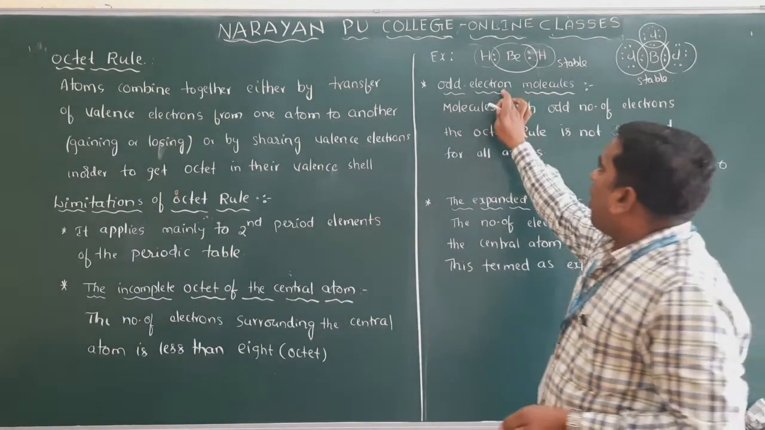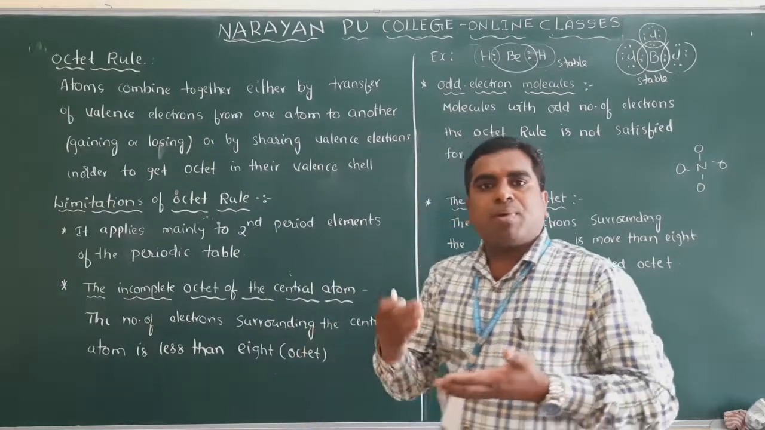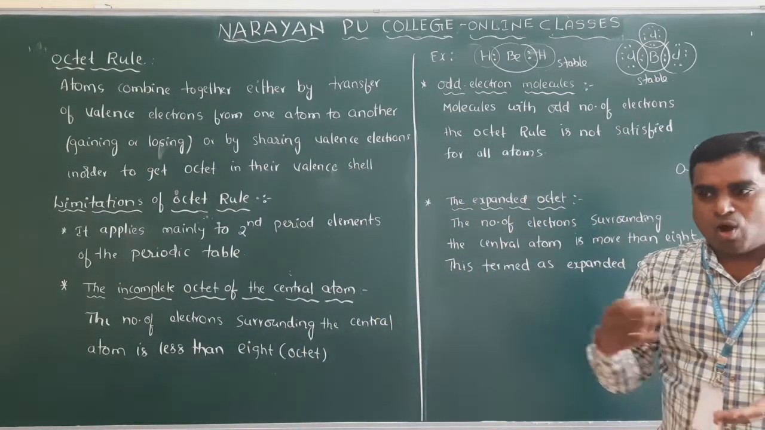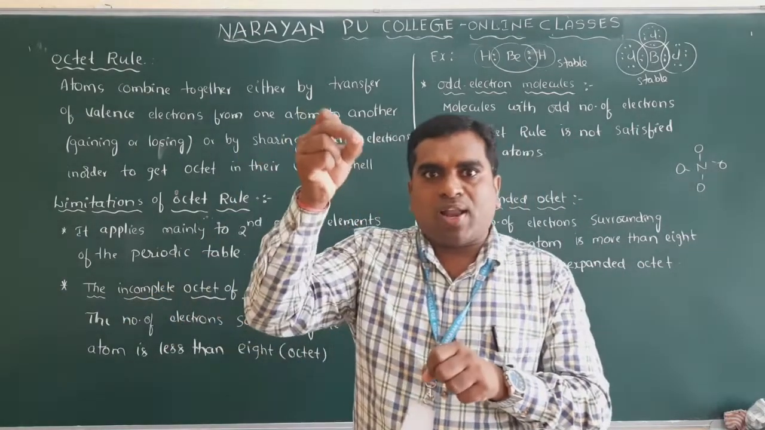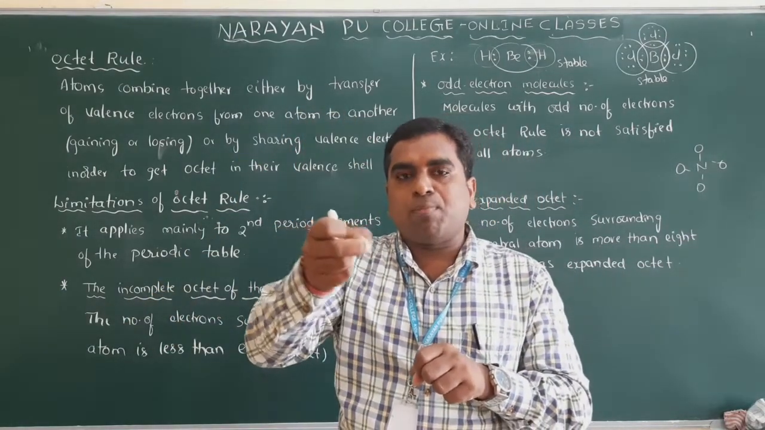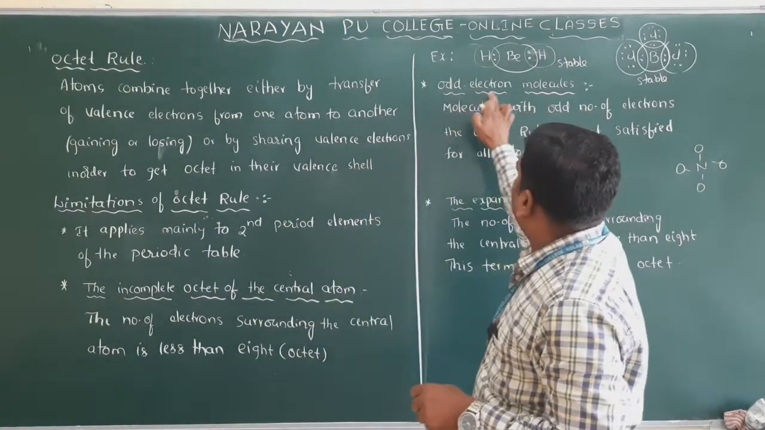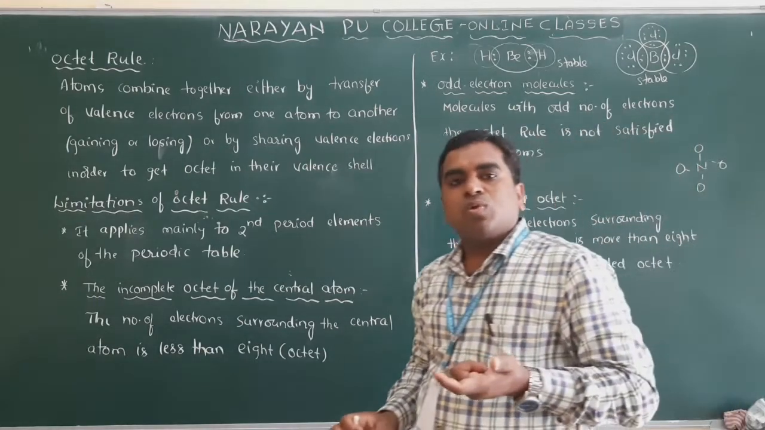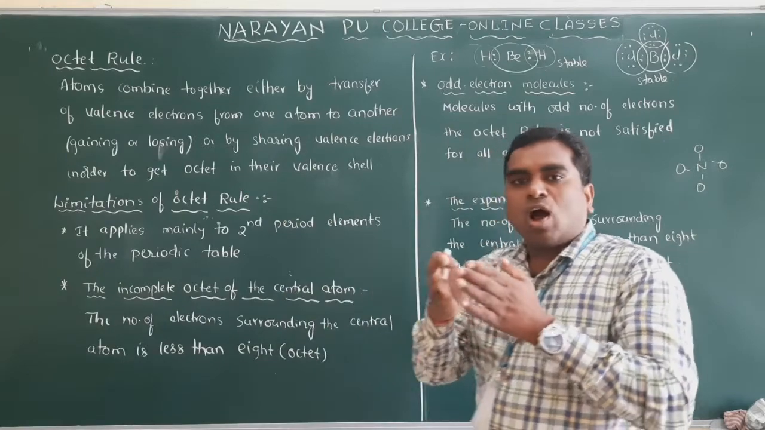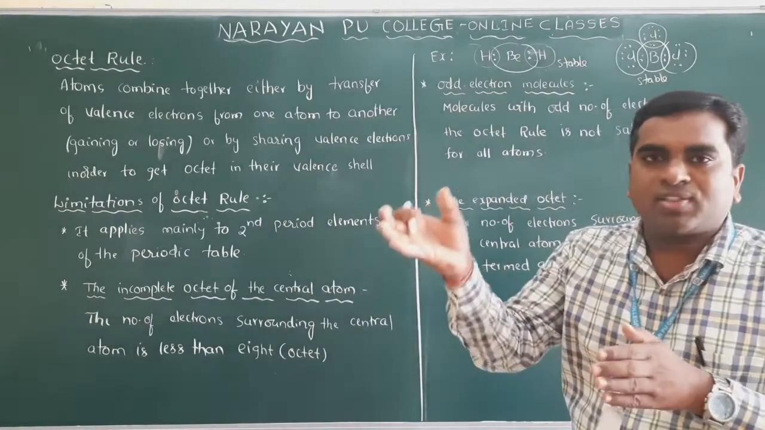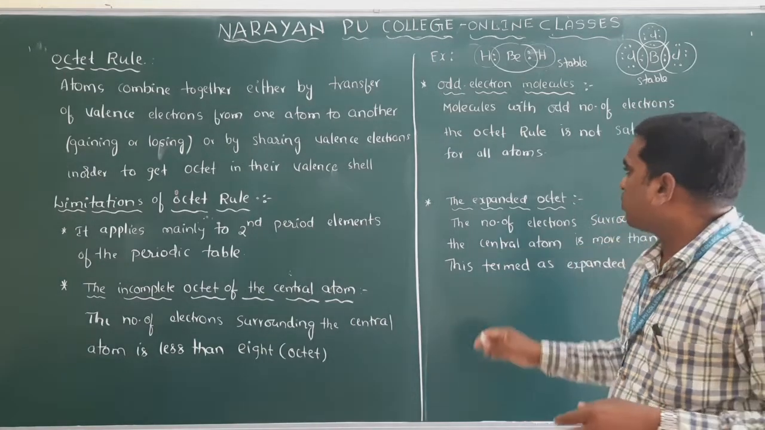Second one, odd electron molecules. Some molecules have an odd number of electrons, which means there are paired electrons and one unpaired electron. Those types of molecules are considered odd electron molecules. In those molecules, the octet rule is not satisfied for all the atoms, even though they are stable.